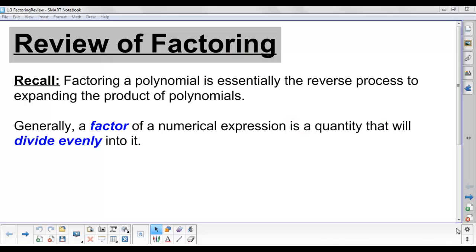So just to recall, remember that factoring is basically the reverse process of what we did yesterday in expanding the polynomials. Yesterday we pretty much got rid of anything that was in brackets. Today we're going to do it backwards and try and put things into factors, put things into brackets. A factor is basically just a numerical expression of something that can divide evenly into it.